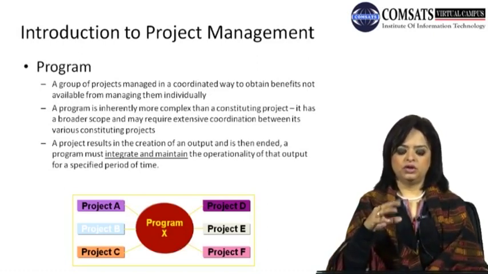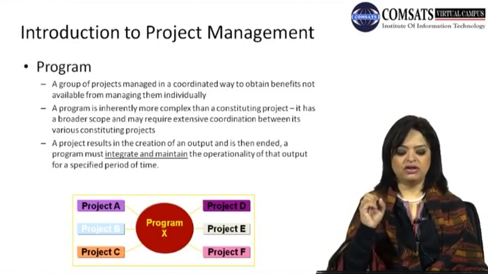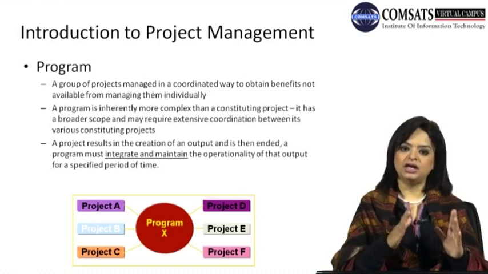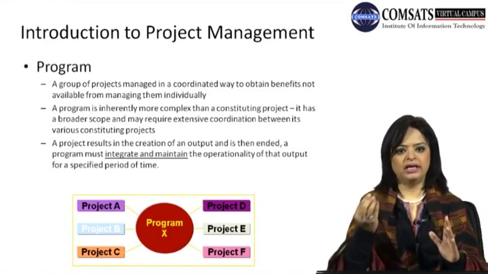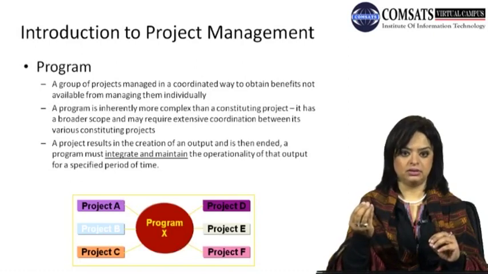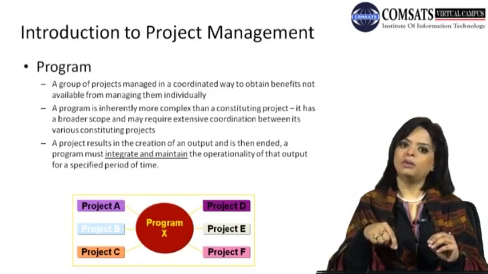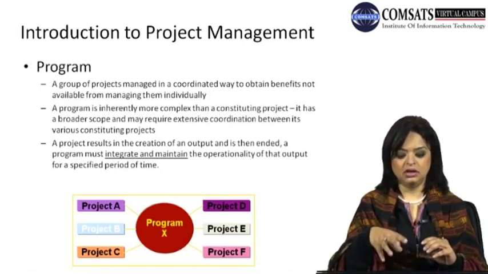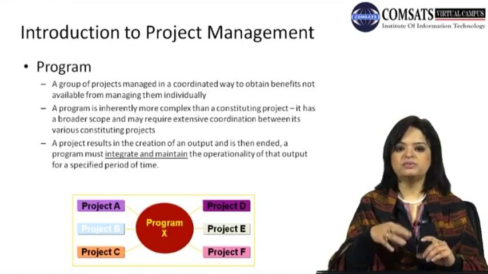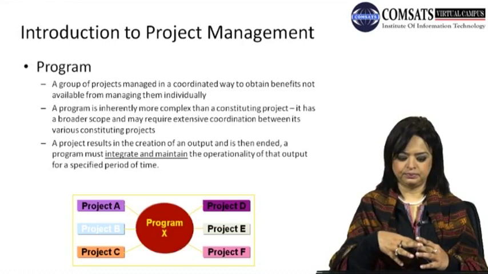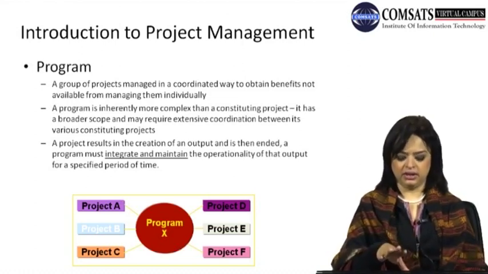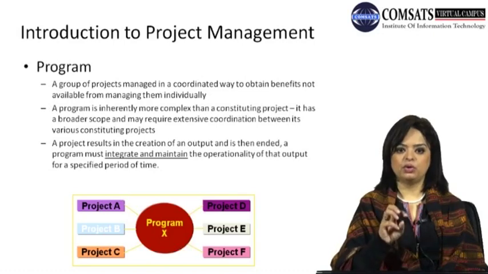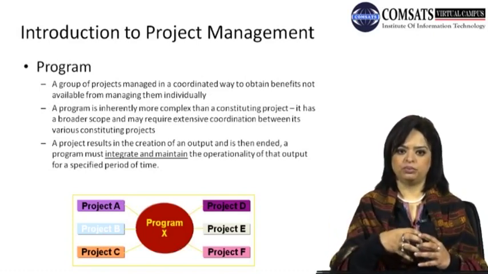The third bullet talks about how a project results in the creation of an output and is then ended. You start a project, you create a unique product or service, and it's terminated. When you talk about a program, it must integrate and maintain the operationality of that output for a specified period of time. So if you look at that little diagram on the bottom of the slide, it's the program X, and all the little projects A, B, C, D, E, and F are feeding into the program.